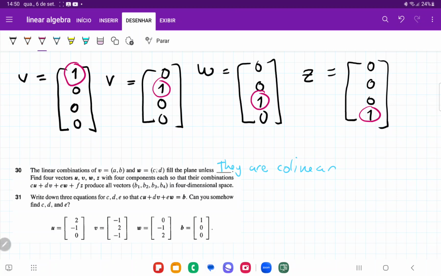So what we just did here was that we saw that in 2 dimensions, to access 2D space, the vectors need to be linearly independent, so not on the same line. And to access 4D space, the four vectors need to be linearly independent. So this is a pretty easy way to guarantee that they're not combinations of each other. And that is it for number 30.